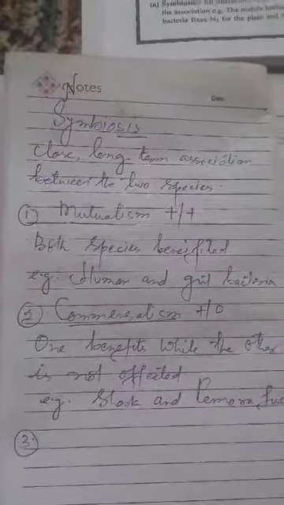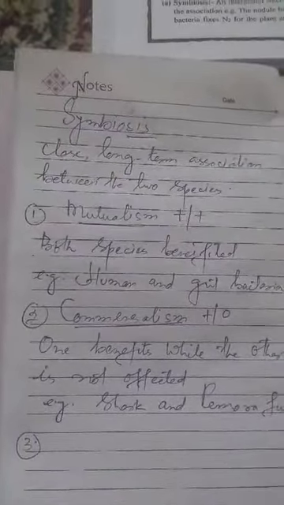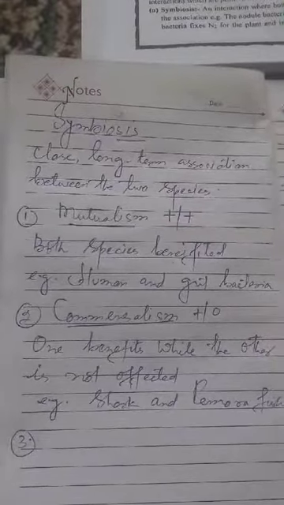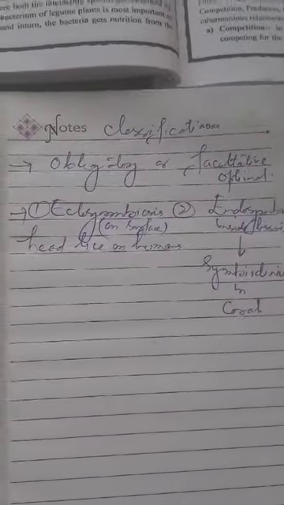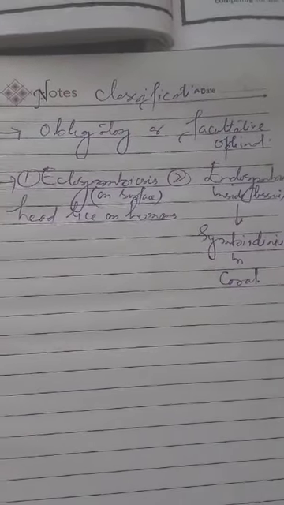The organisms which take part in symbiotic relationships, the two different organisms which form the symbiotic association, are known as symbionts. Symbiosis can be classified on the nature of the relationship into obligatory or facultative symbiosis. It is obligatory when the two organisms cannot survive without each other.